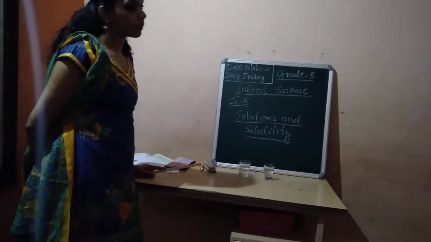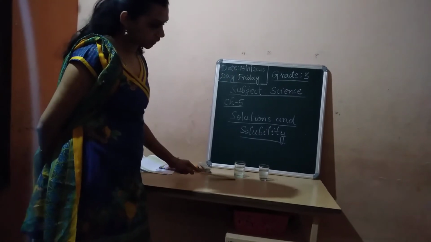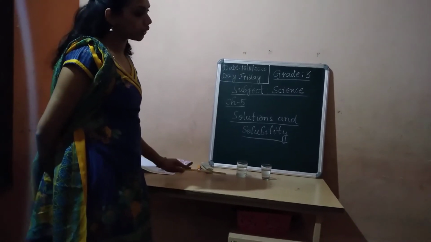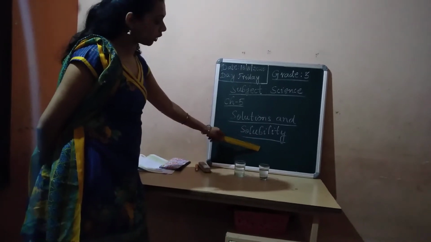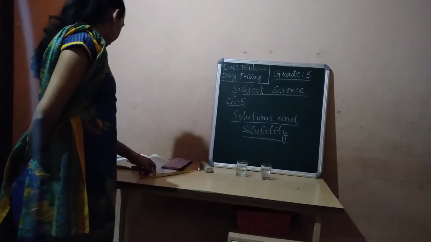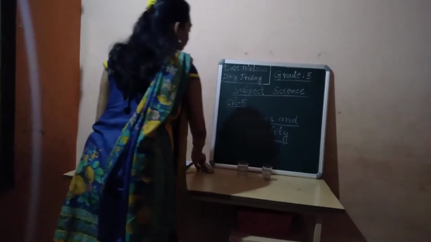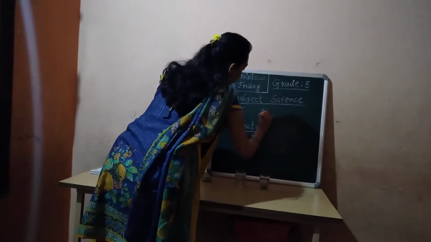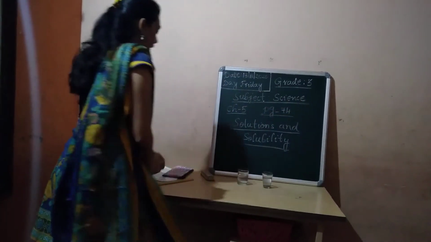Now our chapter 5 is related to this only. Hope you have seen this experiment. Now with this I am going to explain to you about solutions and solubility. Let us see in detail your page number 74. Chapter 5, solutions and solubility, page number 74.